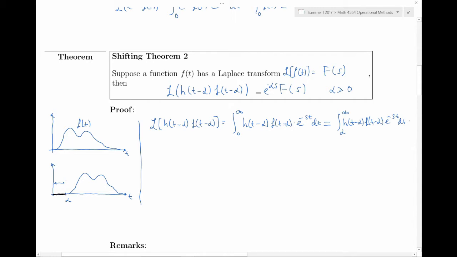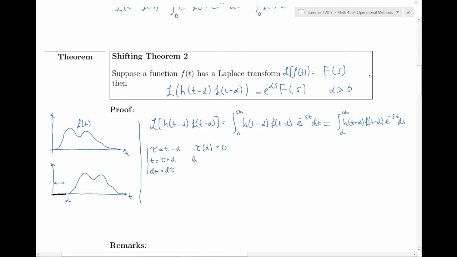Well, then we're going to employ a change of variables. I'm going to introduce a new variable tau that's just t minus alpha, and therefore t becomes tau plus alpha, and dt is the same as d tau. Then we have to also take care of the limits of integration, and that means that we have to figure out what is tau when t is alpha. Well, that's simply 0.